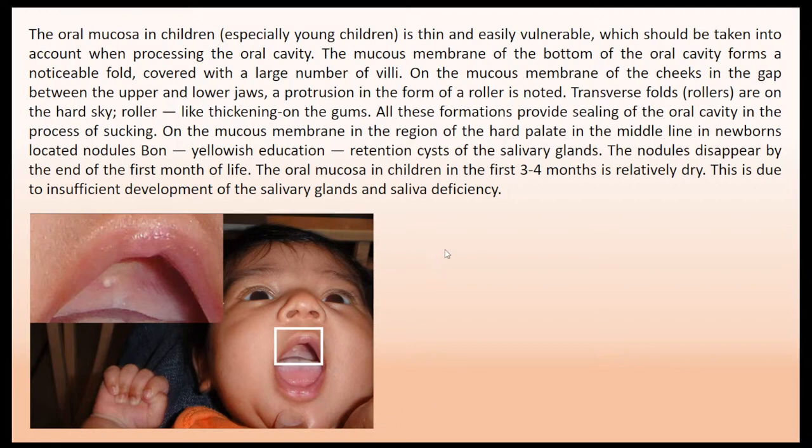The oral mucosa in children in the first 3-4 months is relatively dry. This is due to insufficient development of the salivary glands and saliva deficiency. Remember, saliva deficiency is in the first 3, maximum 4 months. After this, the salivary glands function.